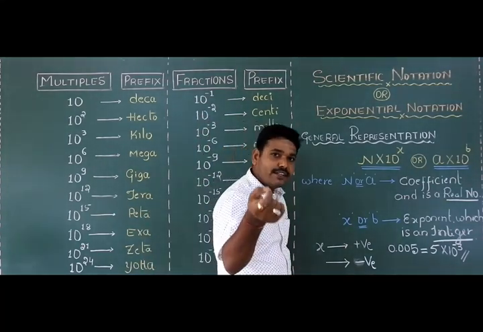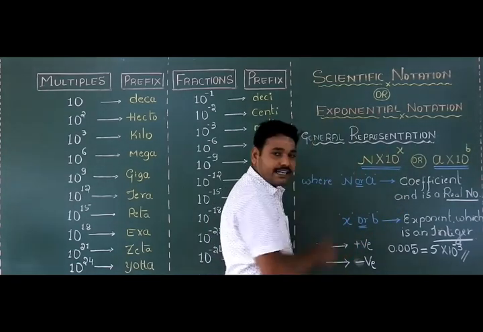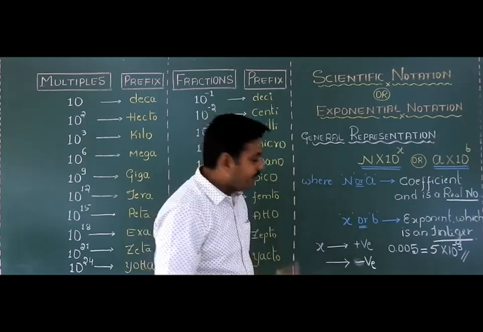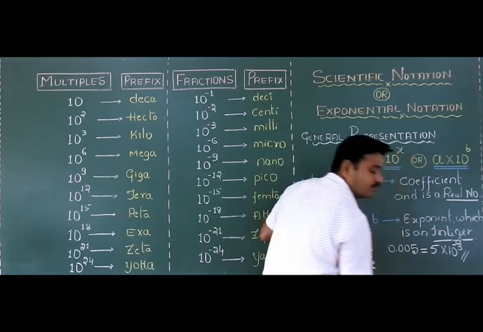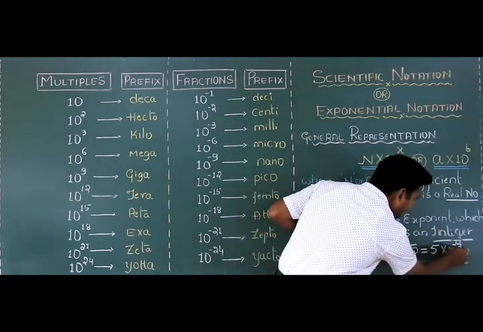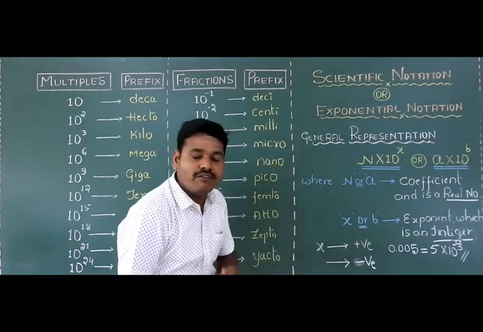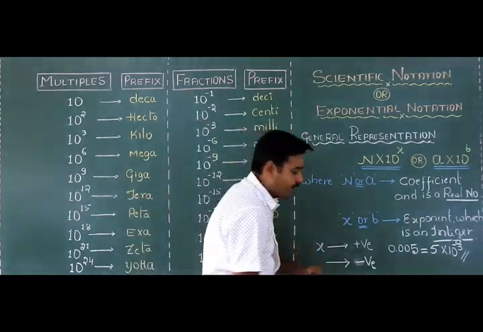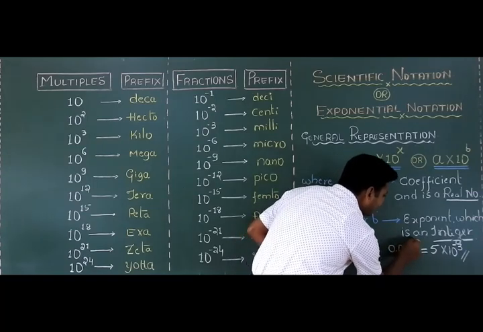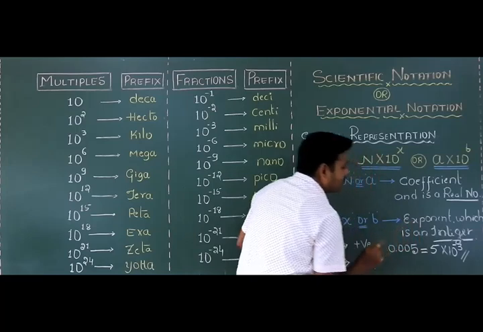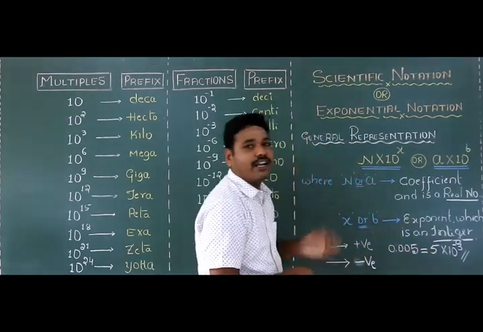0.005 is a very small number, and this small number is expressed by using the scientific notation concept. And here the exponent becomes negative. Tell me, student, when the exponent becomes negative? When we shift the decimal point towards the right hand side, then only the exponent becomes negative. Students, so this is the scientific notation for this given number.